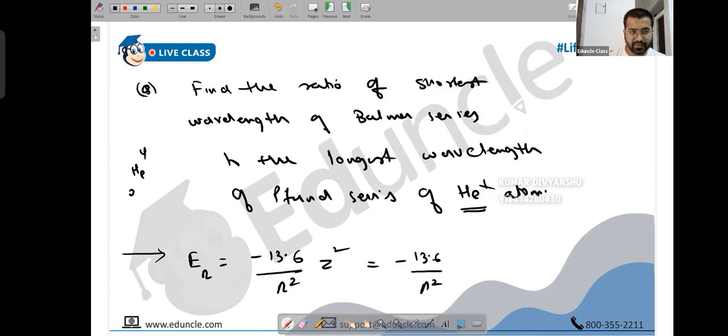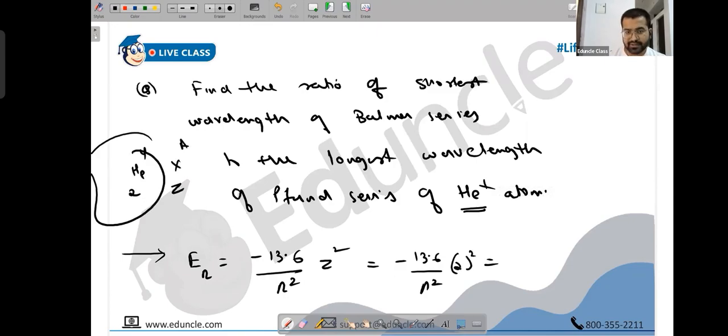Helium is 4He2, so this is A X Z. Z is 2 for helium. So Z square is 4. This is minus 13.6 upon n square into 4, so 13.6 times 4 is 54.4. So this is minus 54.4 upon n square electron volts. This is En. First you copy this. En.